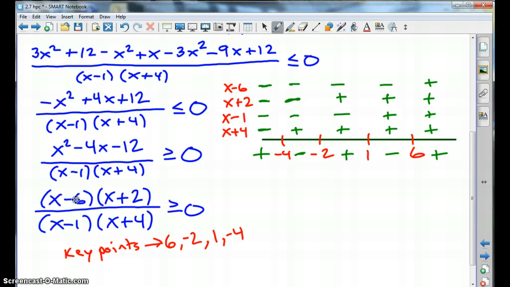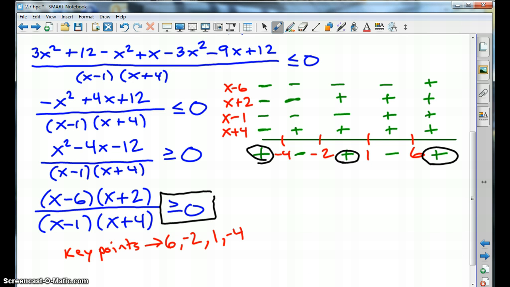Now the key to this is that we have to interpret what this data means. If we look back here, it says x minus 6 times x plus 2 divided by x minus 1 times x plus 4 is greater than or equal to 0. We know numbers that are greater than or equal to 0 have to be positive. There, and there. That's where our solutions are going to lie.